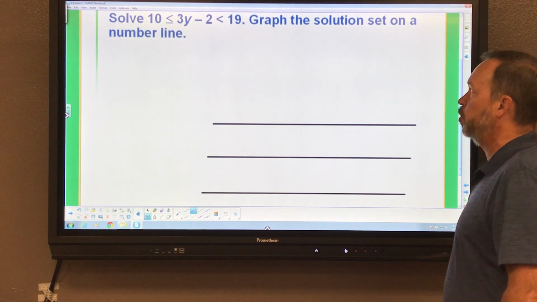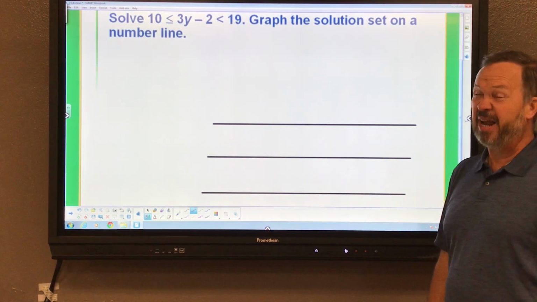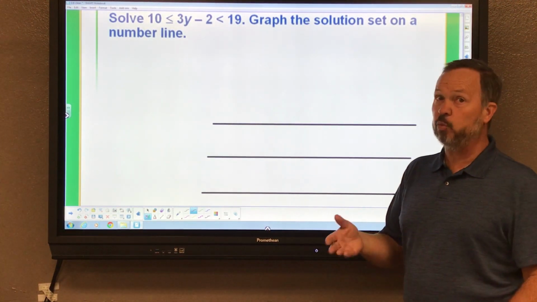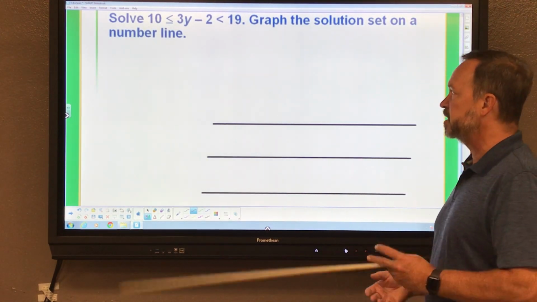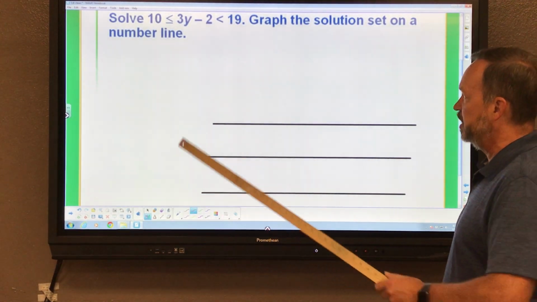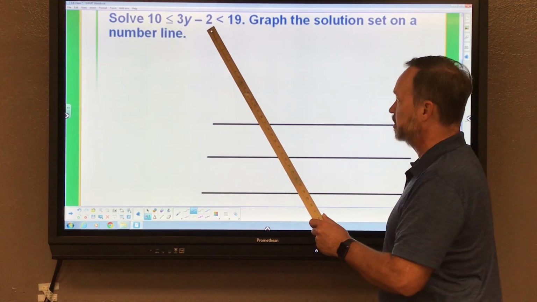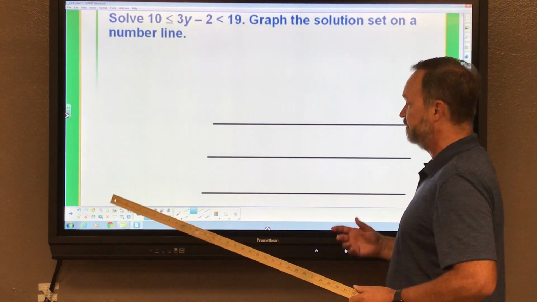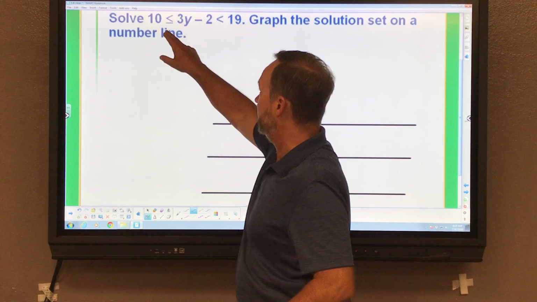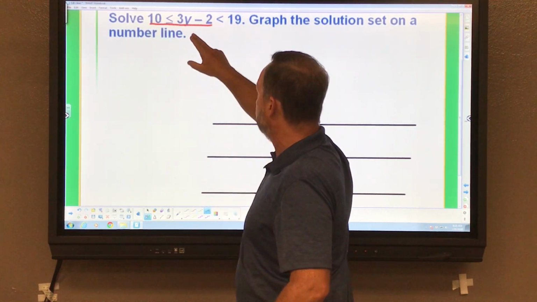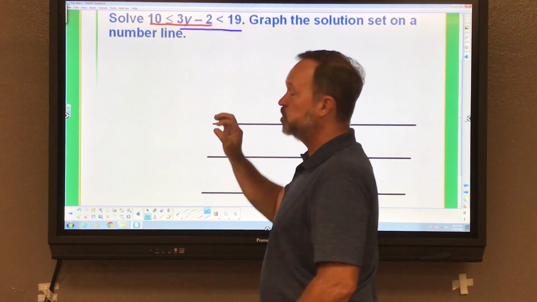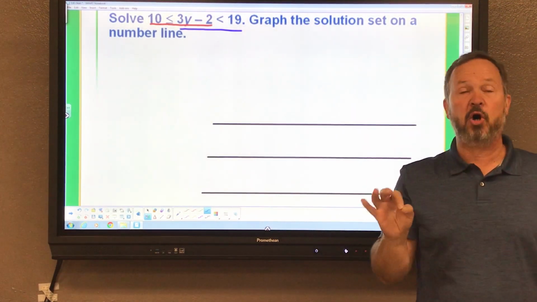So let's look at this. Here's a compound inequality that is really compound. Like, it's not written in the cute little way that the ones I did were written. Those are just introductory pieces. We see this kind of thing happen a lot, and we see that 10 is less than or equal to 3y minus 2, which is less than 19. So we have this compound thing going on here. Let me just quickly underline that piece and that piece so that you see both parts.